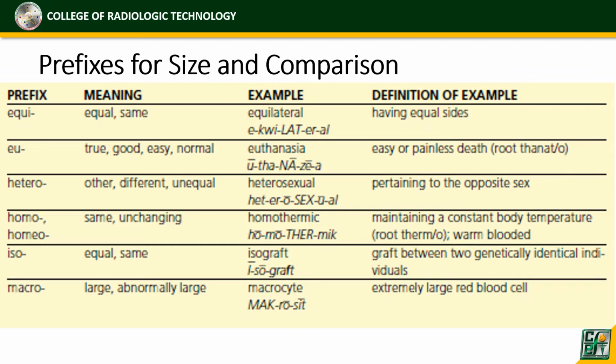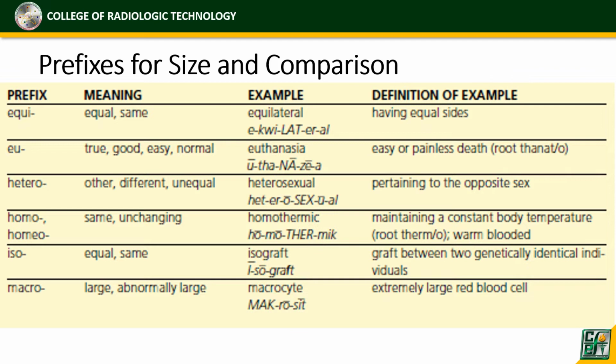Next is iso. Iso means equal, same. Example, isograft: a graft between two genetically identical individuals.